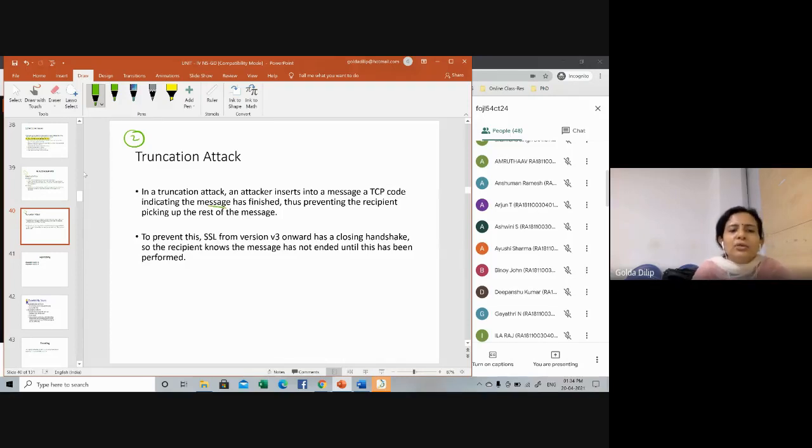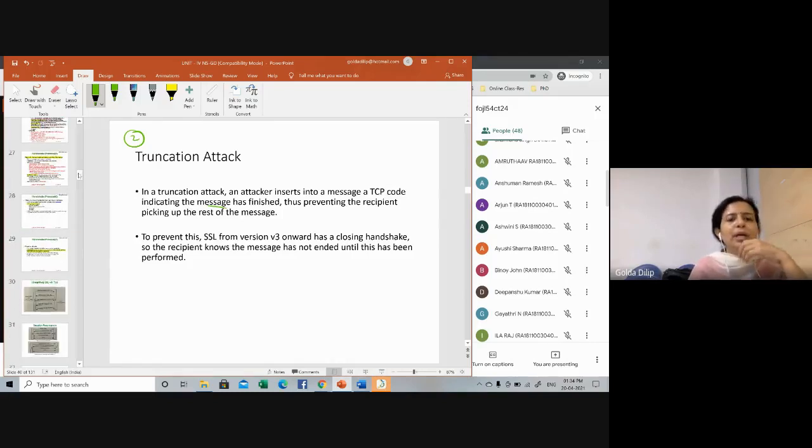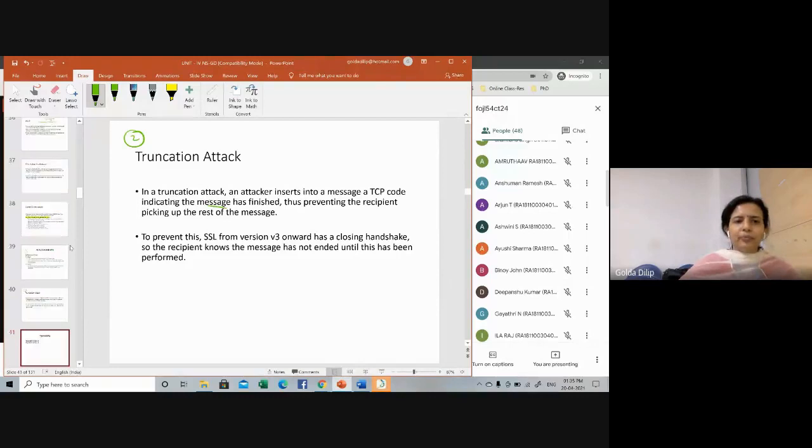Truncating. To prevent this, SSL from version 3 onwards has a closing handshake, so the recipient knows the message has not ended until it has been performed. So that's the truncation attack, inserting a TCP code into the message, and how we take care of it.